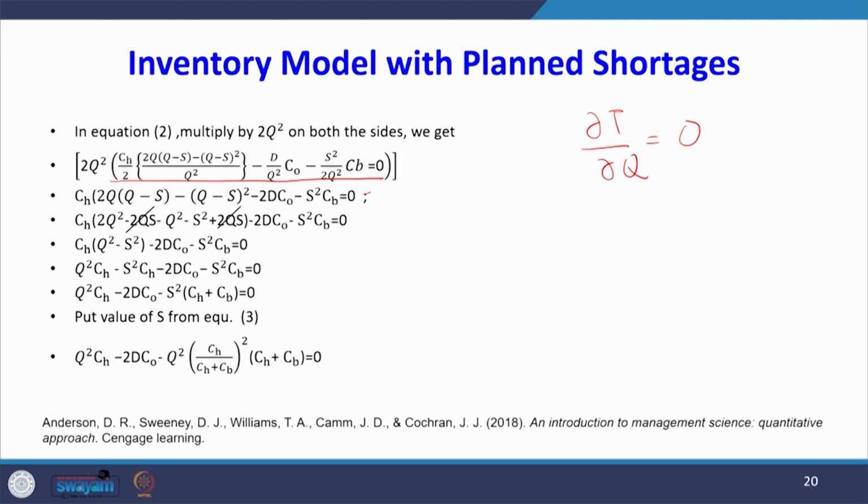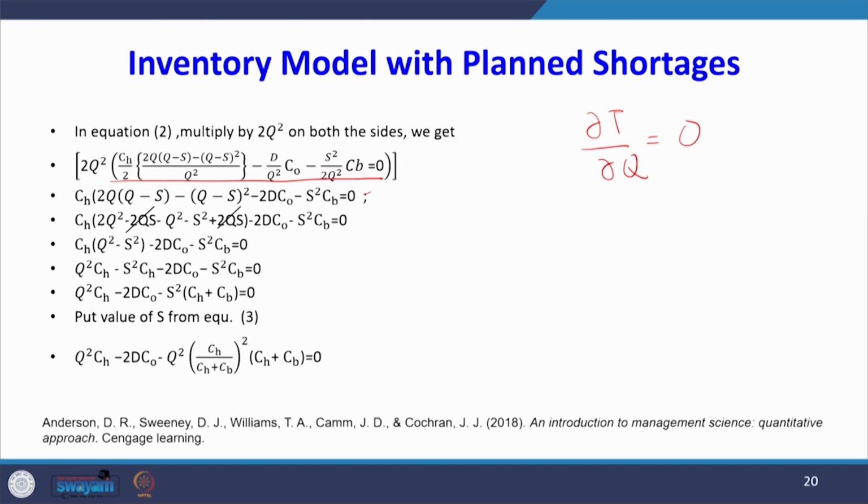0, this expression. If you further simplify, CH times 2Q square minus 2QS, Q minus S whole square is like a minus b whole square, then you bring the minus inside. So, Q square minus S square plus 2QS, then minus 2 D CO minus S square CB equal to 0. So, minus 2QS and plus 2QS will get cancelled. So, CH is the common factor.